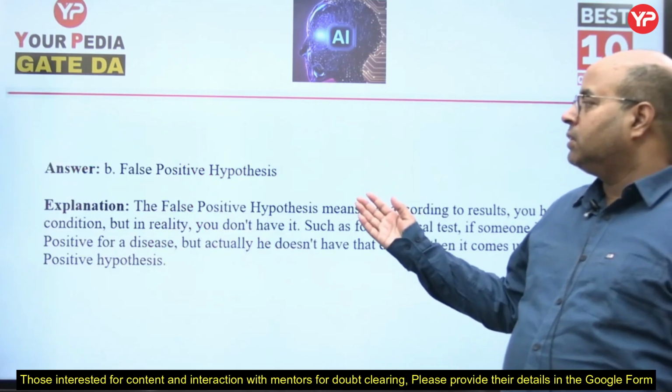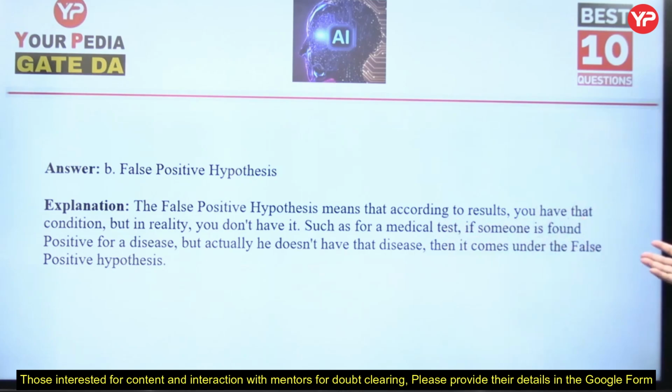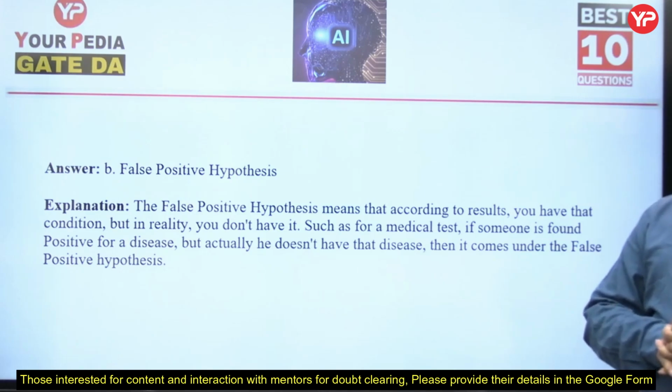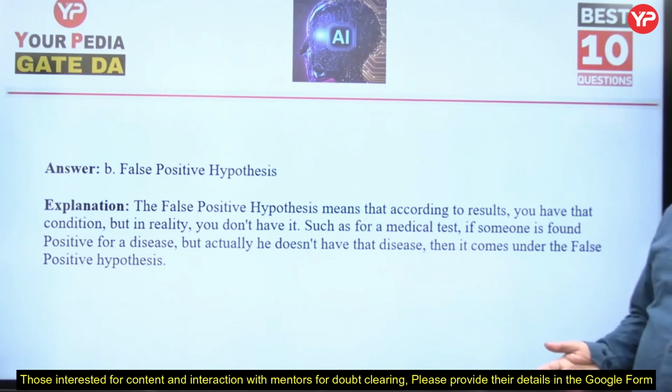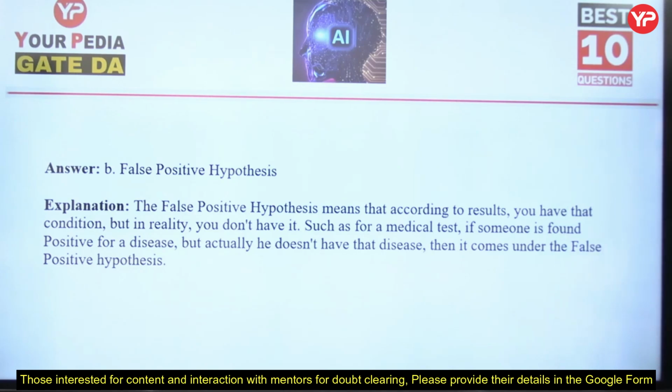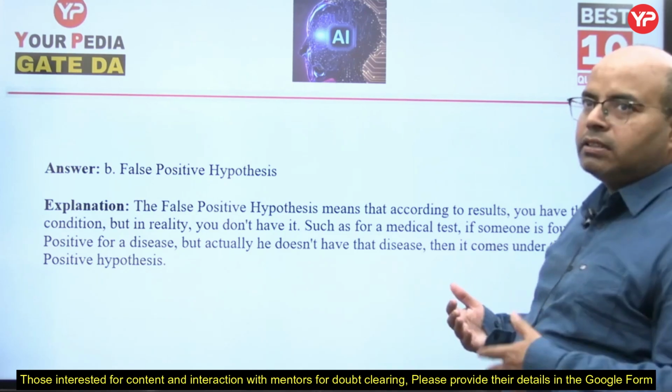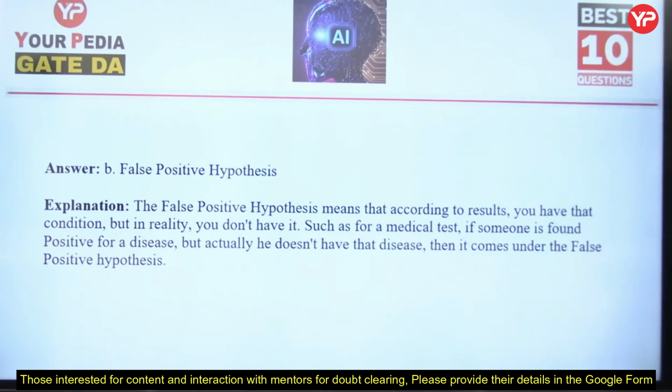The false positive hypothesis means that according to the results you have that condition, but in reality you don't have it. Such as for a medical test, you went for a COVID test. And what happened? You were not having COVID, but the test shows that you are having COVID. What will it be called? It will be false positive. While if you are having COVID and the result is coming negative, that you don't have it, then it's a false negative. But if you are having COVID and the result comes yes, then it's a true positive.